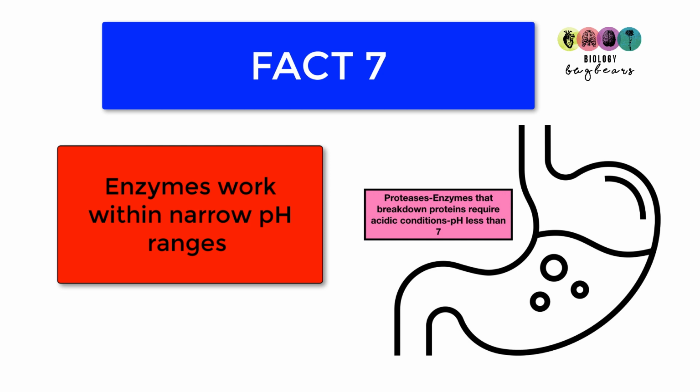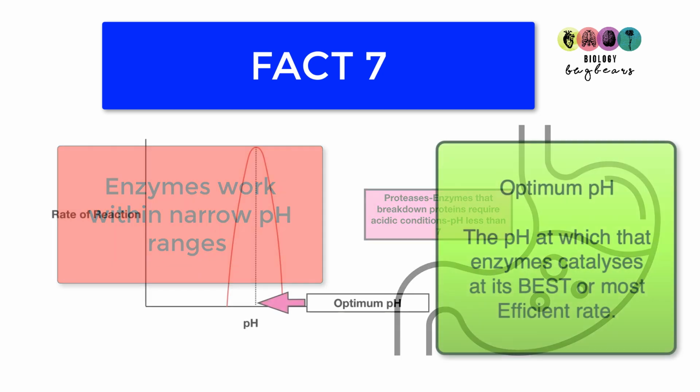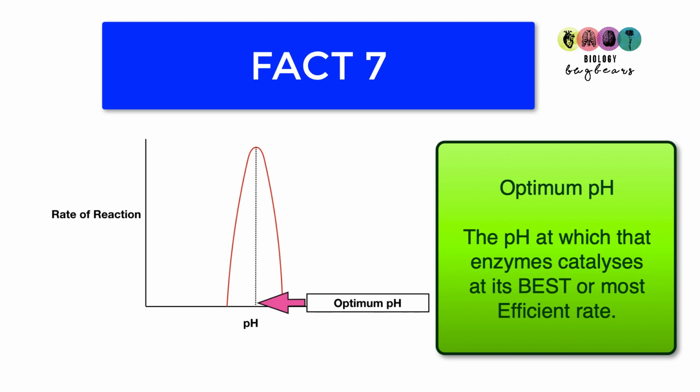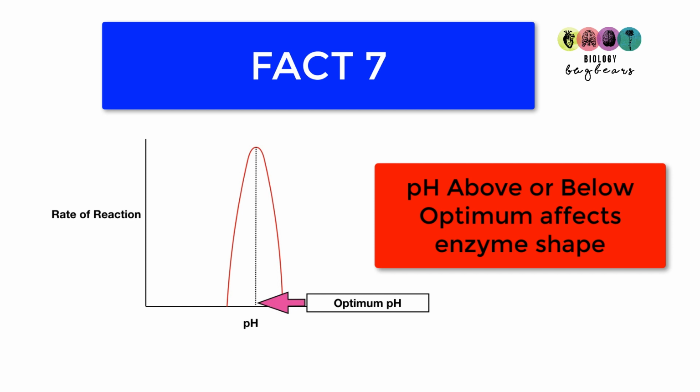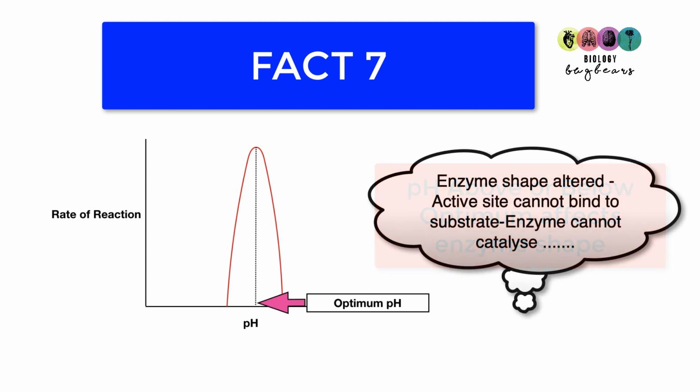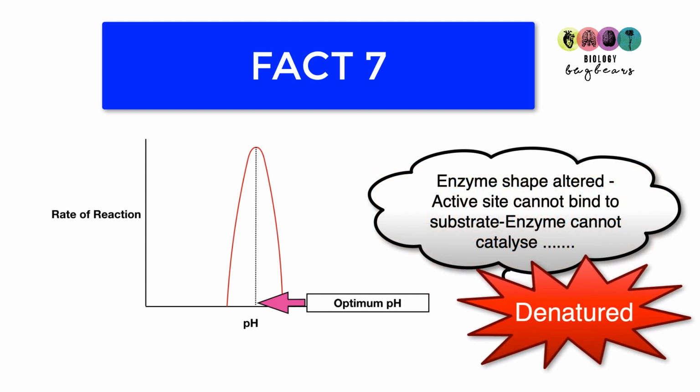So enzymes work within this narrow pH range, and within this range will be an optimum pH, a pH at which that particular enzyme catalyzes at its best or most efficient rate. When you alter the pH too much above or below the optimum, the shape of the enzyme gets changed. The active site can no longer bind with the substrate, the enzyme is said to be denatured, and the rate of reaction will dramatically decline.